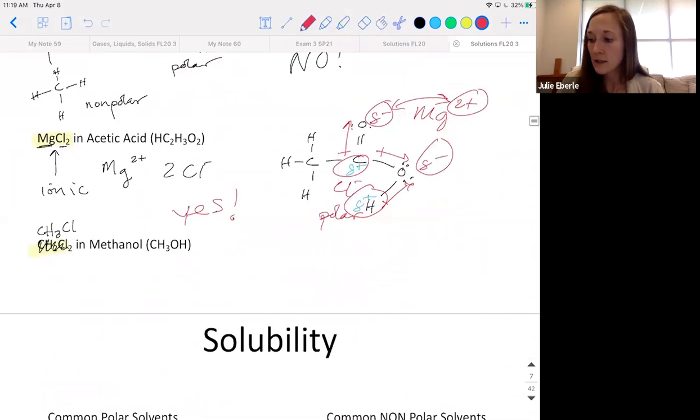All right, CH3Cl in methanol. So you got to ask yourself, what kind of molecule is CH3Cl? What kind of molecule is methanol? If they're both like polar, great, they'll mix. If they're both non-polar, then yep, they'll be soluble. But if one's polar and one's non-polar, no, they won't. So what do y'all think about CH3Cl? Keegan says polar. I agree.